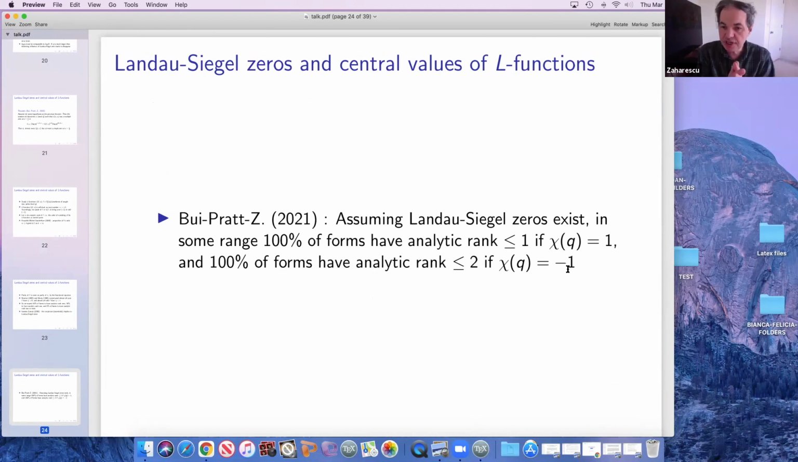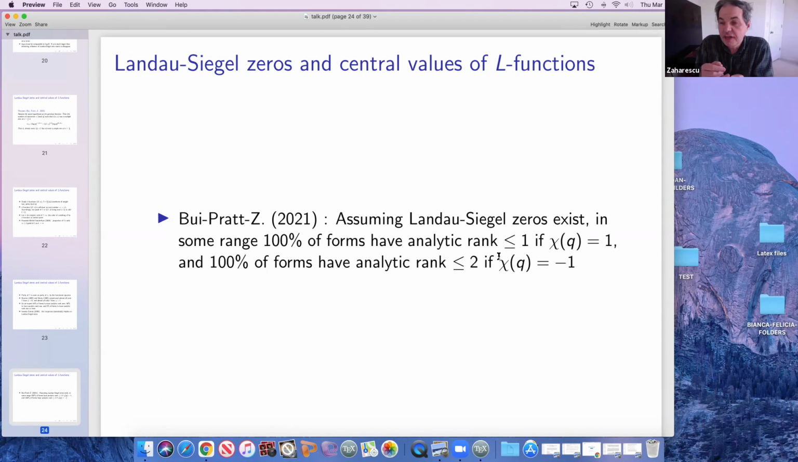But if we put both of them together, it means that 100% of forms have analytic rank less than or equal to 2, which means 0% of them have analytic rank larger than or equal to 3. Now, this says nothing new about those that appear in Henryk and Peter's paper. But for those that do vanish at the central point, the odd ones, it does give us a satisfying answer. It shows that 100% of them are vanishing of order exactly 1.